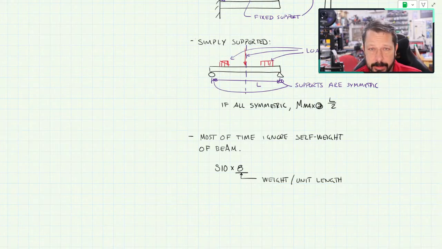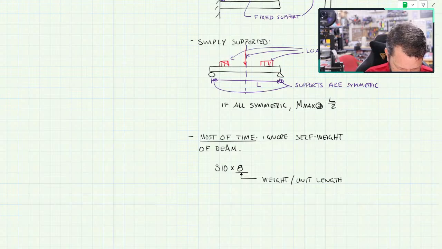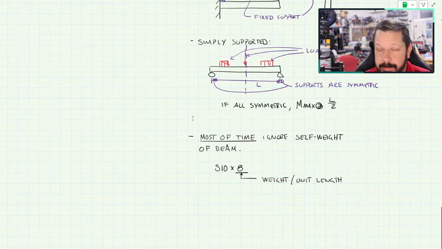And then kilograms aren't an actual weight. You have to convert that over to a force to make any calculations with it. But most of the time you just ignore this. Unless you're specifically told to consider the self-weight of the beam, you're going to ignore it. And some problems will actually tell you to ignore the self-weight of the beam. But if they don't say anything, the assumption is you're going to ignore it.